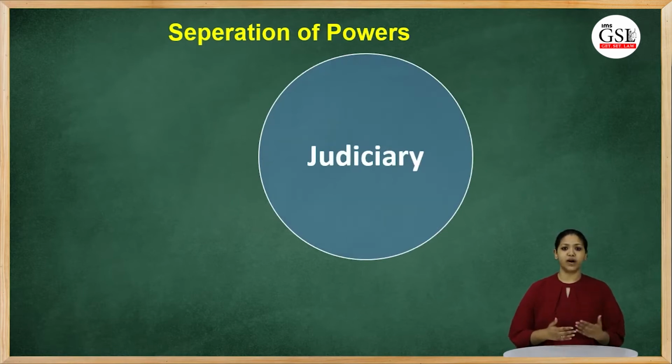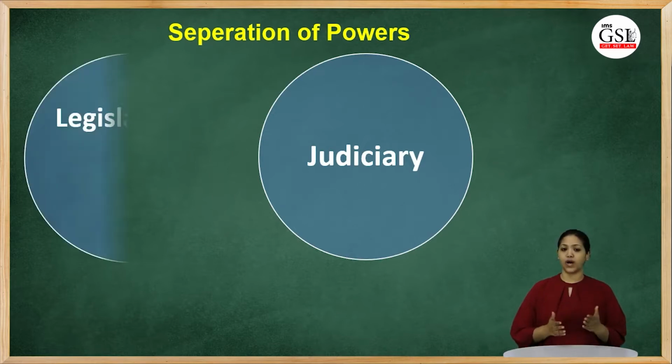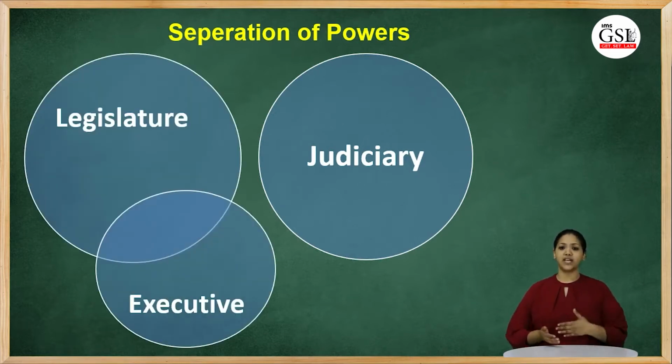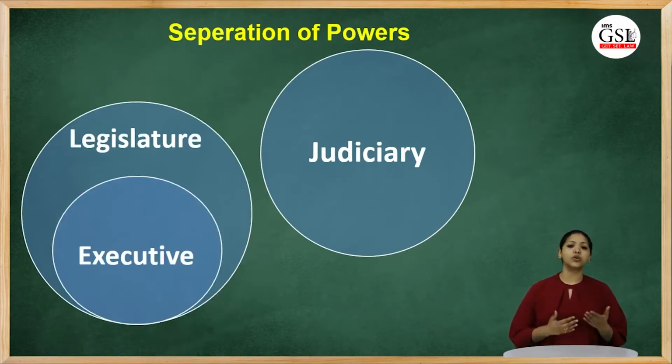Despite the separation of powers in India, there is an overlap between the persons who are in the executive and those who are in the legislature. In fact, if you look at it, the executive is entirely made up of people who are also a part of the legislature. The question is, who comprises the legislature and who comprises the executive?